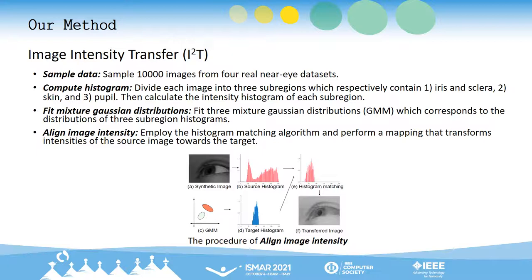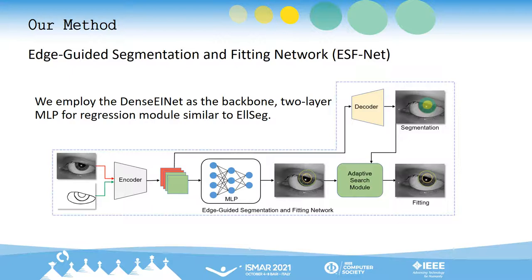ESFNet utilizes the edge maps to get the eye segmentation and the ellipse parameter fitting. Indeed, the encoder, decoder, and the regression model can be arbitrary. In this paper, we employ the DeepLab-ELNet as the backbone and a 3-layer MLP as the regression model, similar to ELSEG.